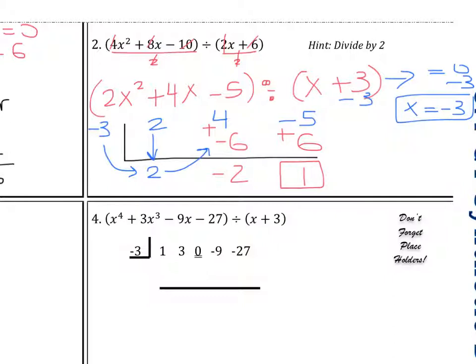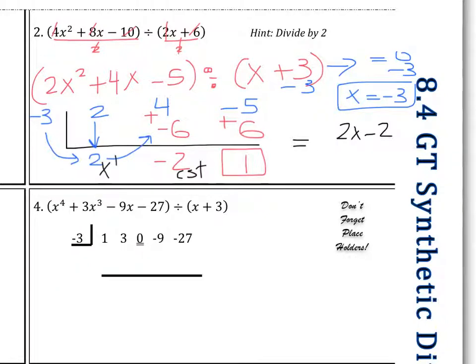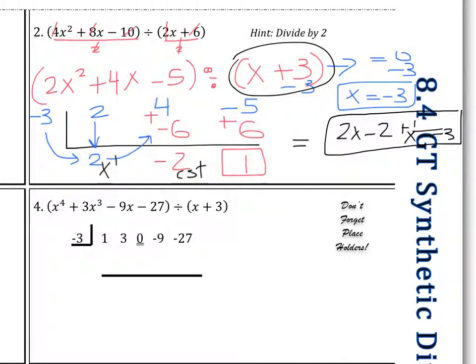Now, since the degree of the dividend, the highest power, is 2, my answer will be power 1. So x to the power 1, and then the constant. So the final answer is going to be 2x minus 2 plus the remainder over the divisor, which in this case is x minus 3. It's not 2x plus 6 anymore because this is what we used to divide. Okay? Now that's number 2. Let's move on to number 3.